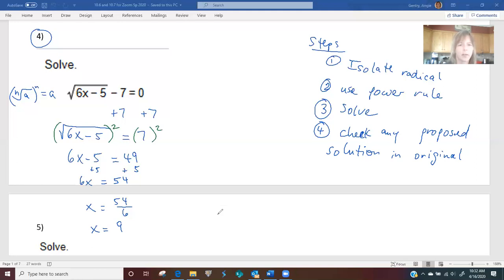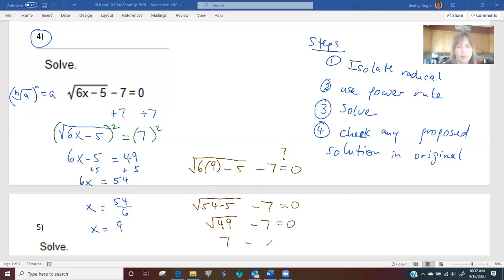So let's check. The original says square root of 6 times 9, x is 9, minus 5, and then be careful, this is a minus 7 out here. And this has to equal 0. So 6 times 9 is 54 minus 5. Then that minus 7 is outside the radical, still critical. Square root of 49 is 7, and 7 minus 7 equals 0, true. So yes, in this case, final answer in solution set is 9, or x equals 9, final answer.